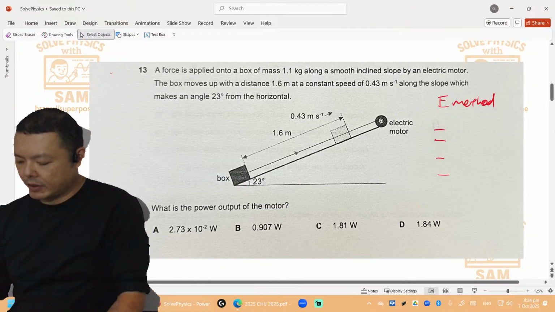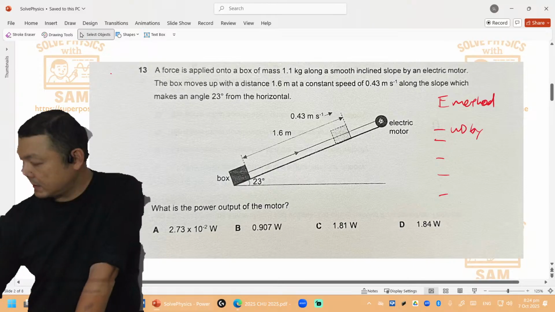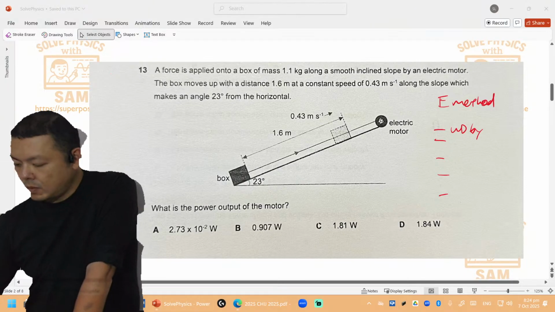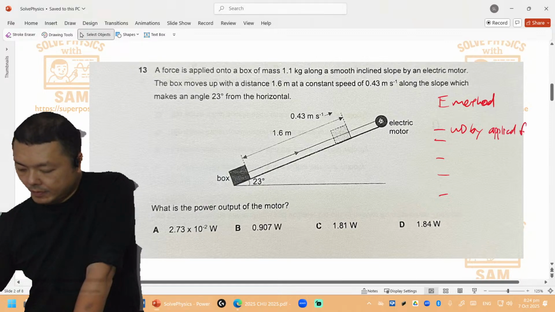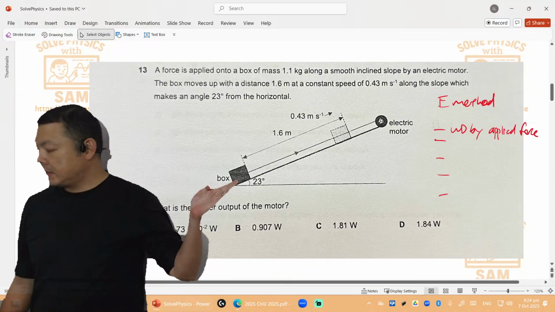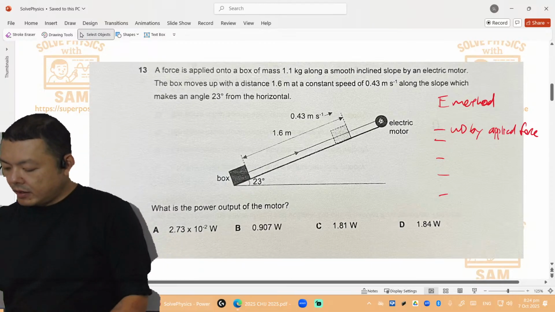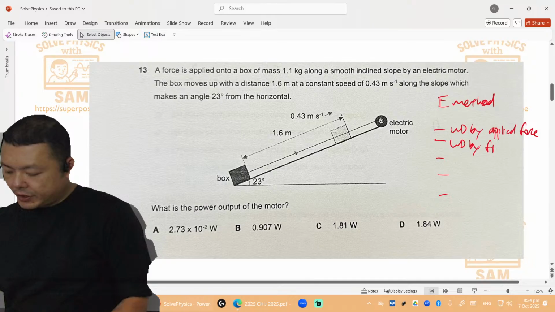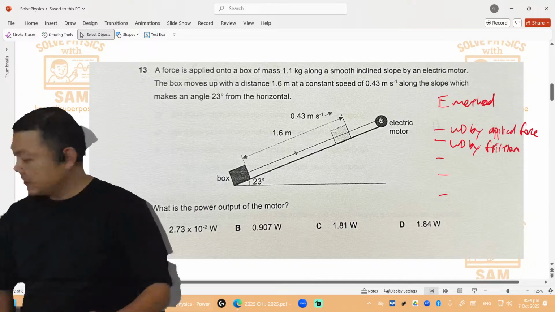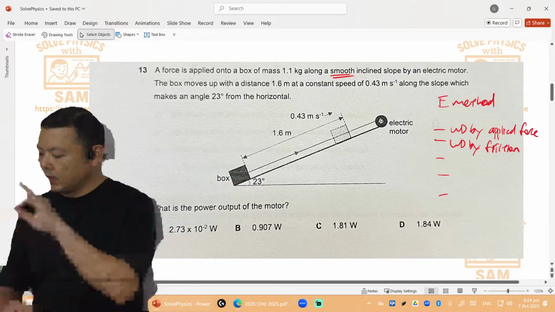That we may have to concern ourselves with, like work done. Work done by an applied force. Is there an applied force on the box here? Yeah, it's by the rope. Then you have to concern yourself with work done by friction. Is there work done by friction here? No. Smooth inclined plane, no friction.